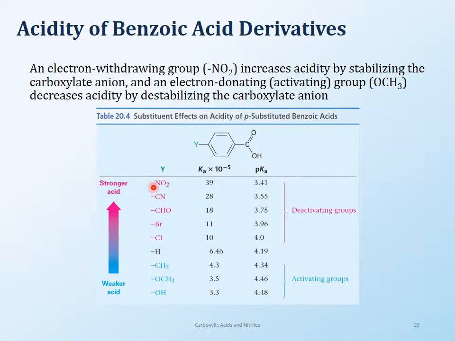So nitro groups are of course very electron withdrawing groups, and so the pKa is lowered, whereas CH3 alkyl groups or alcohol groups are very electron donating, and so the pKa is higher for those. So that's how you can change the acidity of a carboxylic acid on a benzene ring, so for benzoic acid, that is.